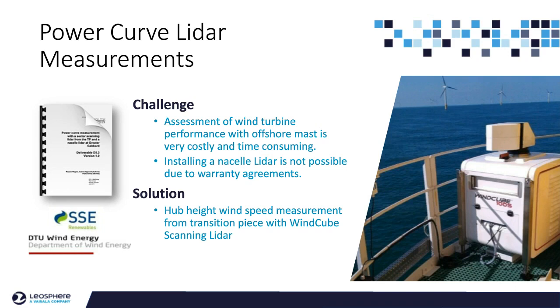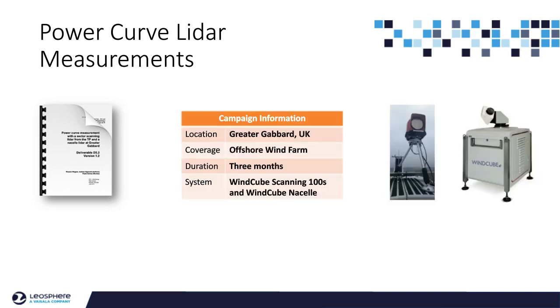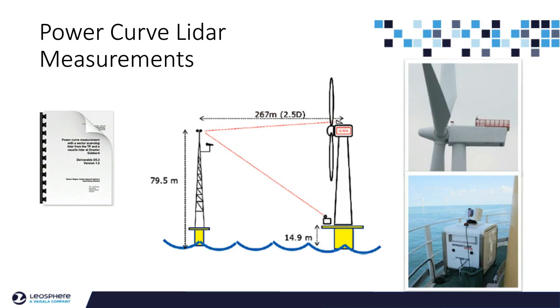Here we're looking at a campaign done by SSE, an English operator, with DTU, the Technical University of Denmark, and they published a full report with the results of this campaign. They installed a WindCube 100S with a WindCube Nacelle. They did a 3-month campaign at the Greater Gabbard offshore wind farm in the UK. As I mentioned, they installed the scanning LiDAR on the transition piece and pointed it at the top anemometer, and they compared the data from the scanning LiDAR, the met mast, as well as the nacelle LiDAR.